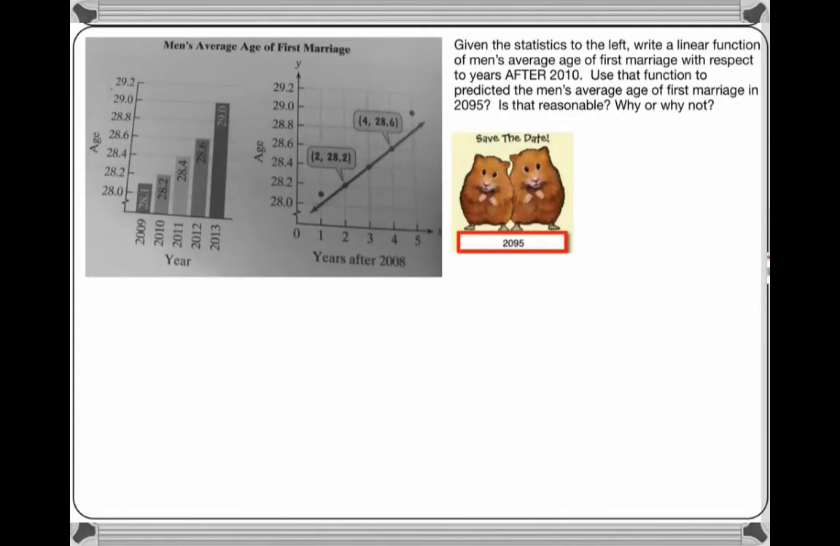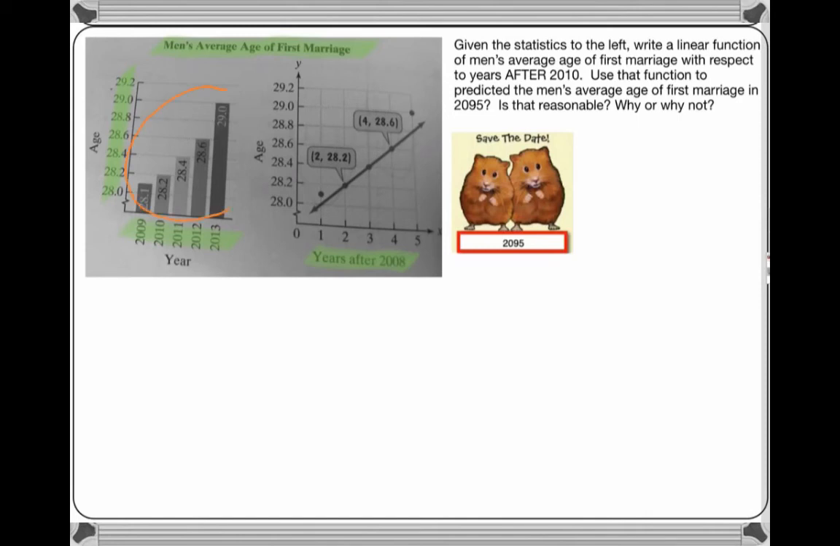Okay, this next problem is kind of like the last problem that we just did. It looks like we're given some statistics here, so let's make sense of everything that's going on. We have men's average age of first marriage, and it looks like that average age is going up from the year, let's see, probably 2009 when they started to pay attention to this, or maybe 2008 because it says 2008 over here. So we look at this and we have our graph, or I should say the bar graph here.